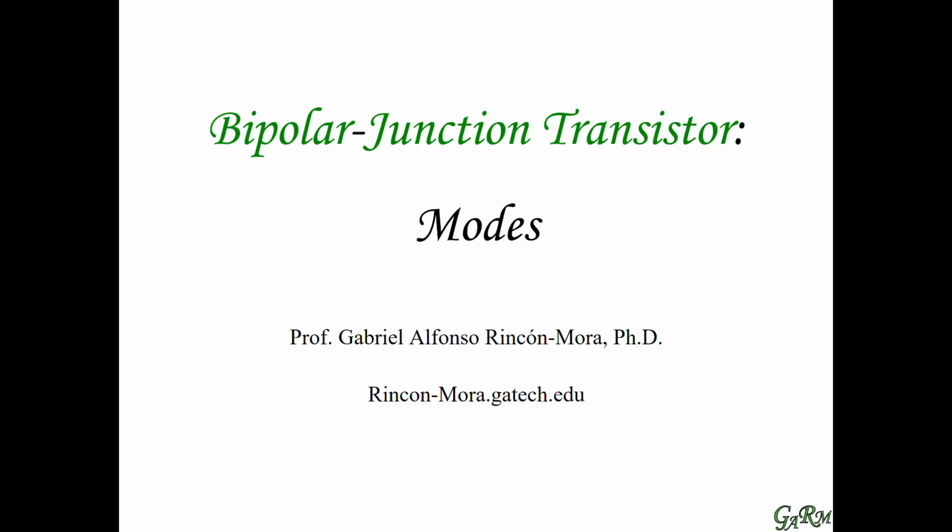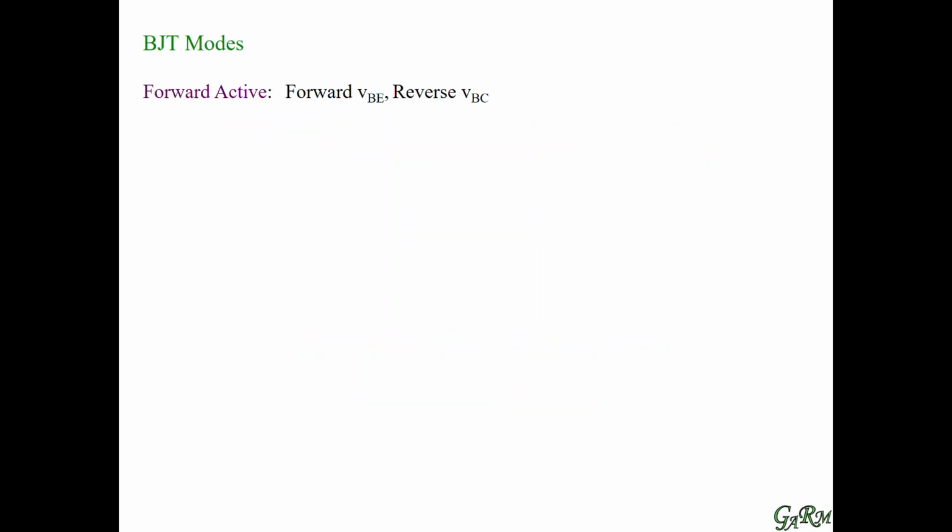This video is on the bipolar junction transistor, and more specifically on modes of operation. The most important of which is basically the forward active mode, basically when we activate the device, and we activate it by forward biasing the base emitter junction and reverse biasing the base collector junction.